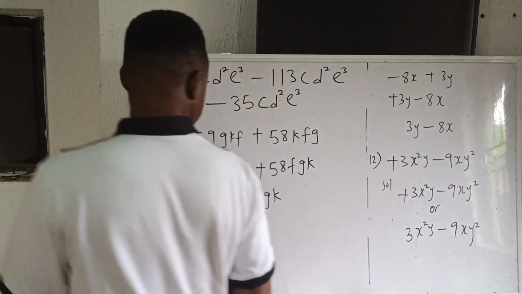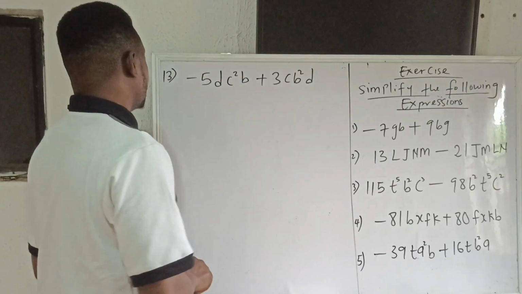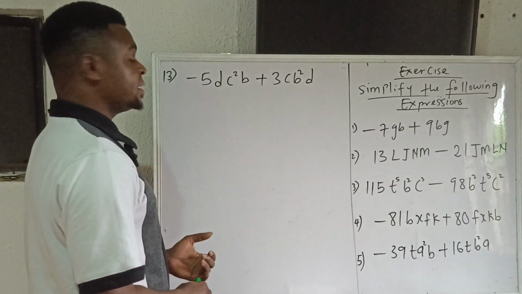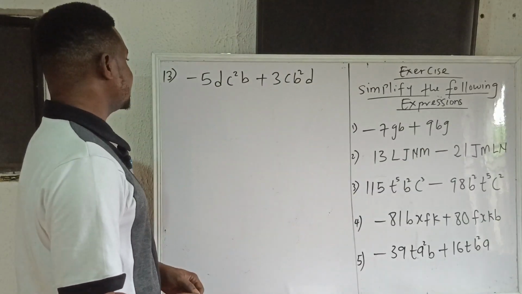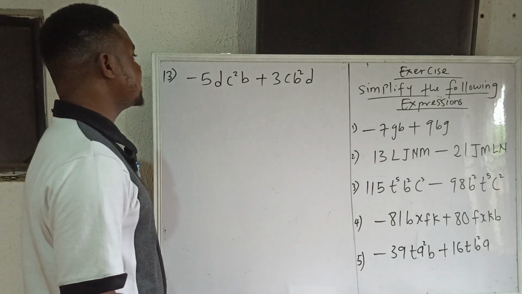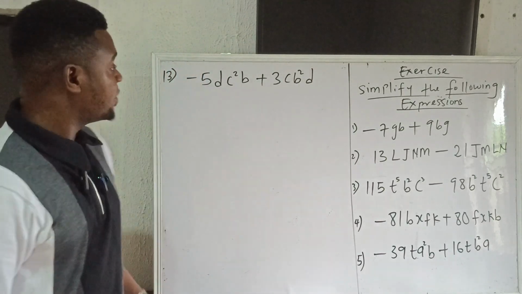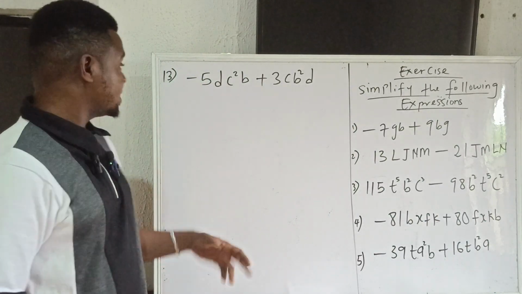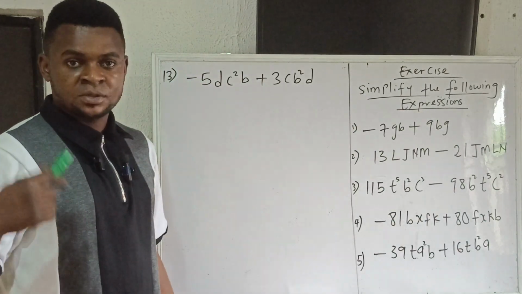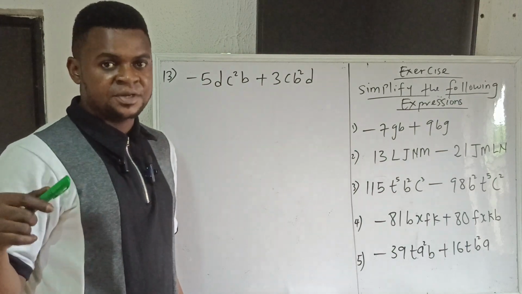Let's look at example 13. Okay, so for example 13, we have minus 5dc squared b plus 3cb squared d. This shouldn't scare us as well. So first of all, I just look at the signs attached. So this is minus and this is plus. So what comes to my mind is our different sign rule.